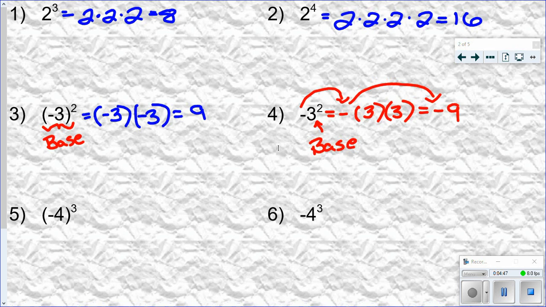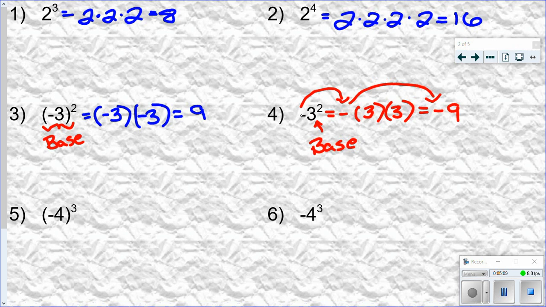This is where I usually break into song and sing all about that base, but I won't do that because I don't want to scare you away. So in this one, the base is -3 because the exponent is attached to the parentheses. So the base is whatever's inside these parentheses. On this one, number 4, the exponent is tied to just the 3.